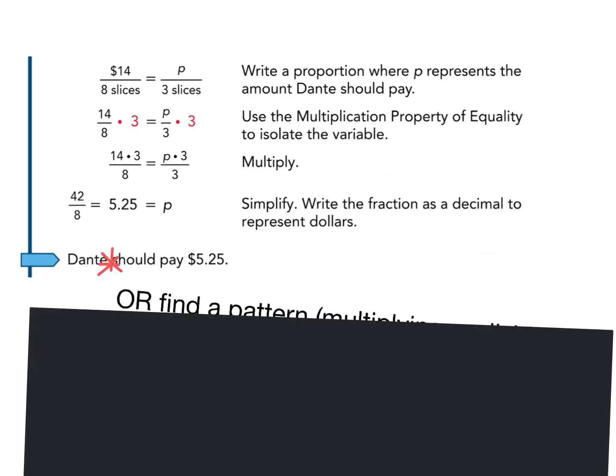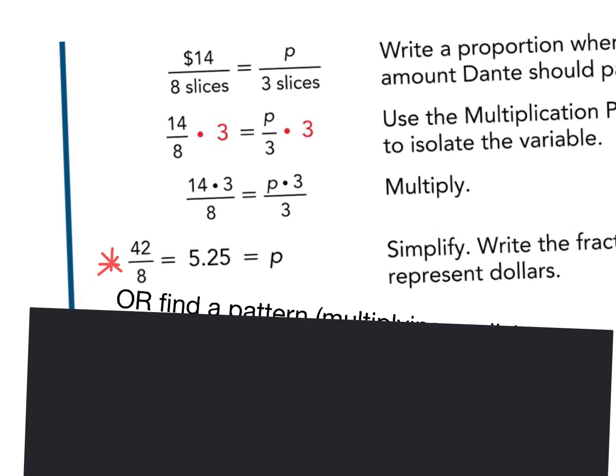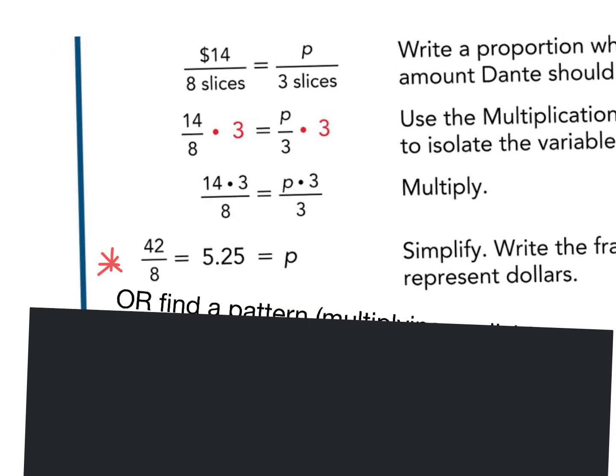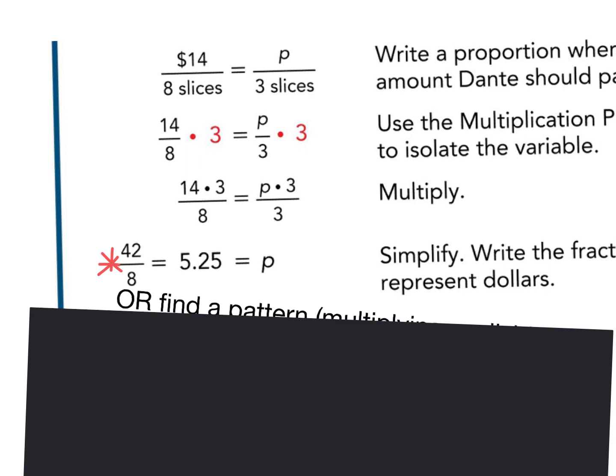So one option, what we can do is set up a proportion. So we could say if $14 for 8 slices, we want to find the price for 3 slices. And what the book's doing here, they're saying the variable's being divided by 3, and we can multiply by 3 on both sides, which is like 3 over 1. If you multiply straight across, 14 times 3 is 42, 8 times 1 is 8, and then 42 divided by 8 is 5.25. Over here, the 3's cancel out, which just leaves us with P, and so that would be $5.25 that he would need to pay.